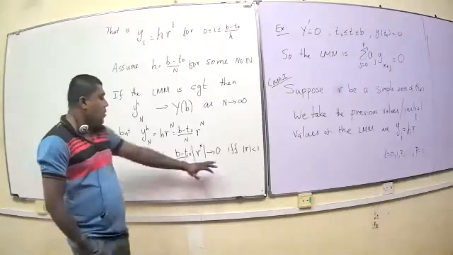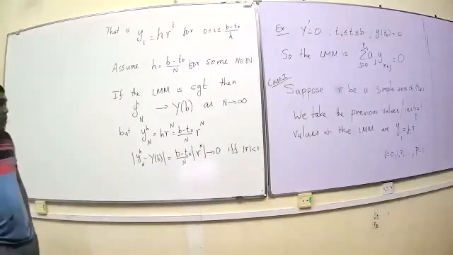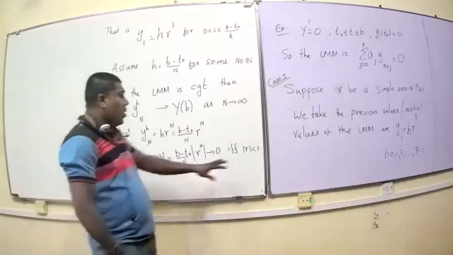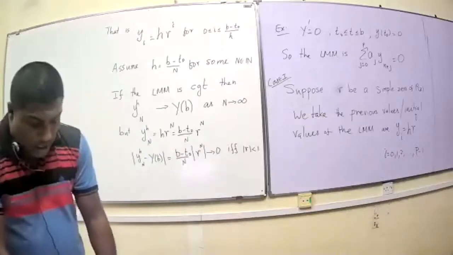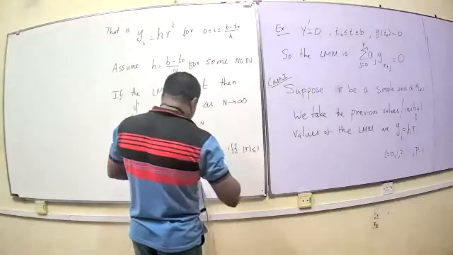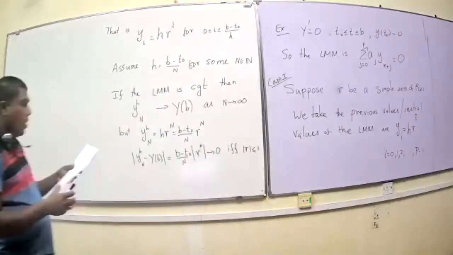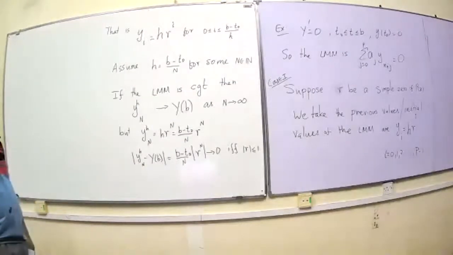So now this depends on the absolute value of r to the power n, and you know that that converges to 0 if and only if the absolute value of r is strictly less than or equal to 1. Right, so that's case 1.